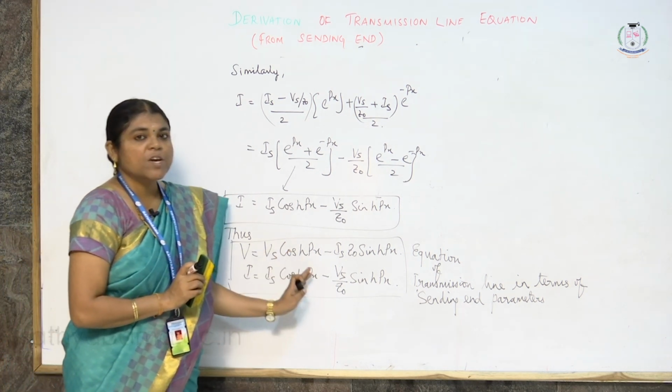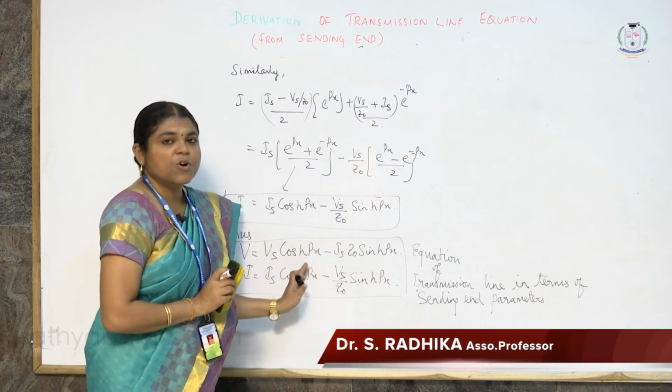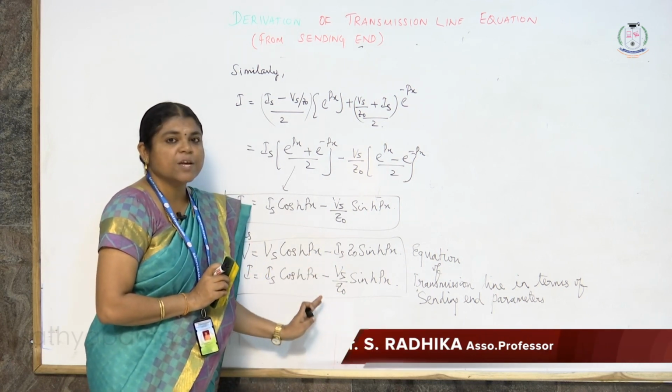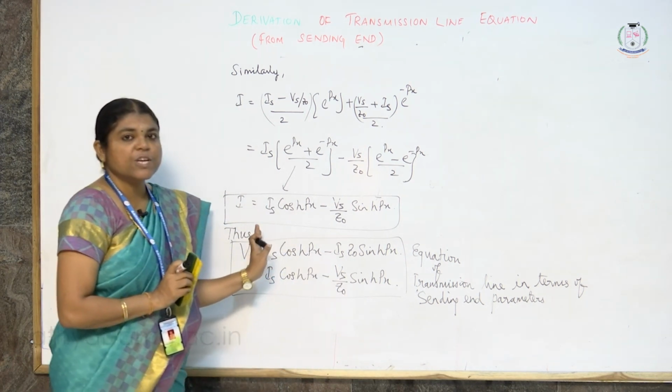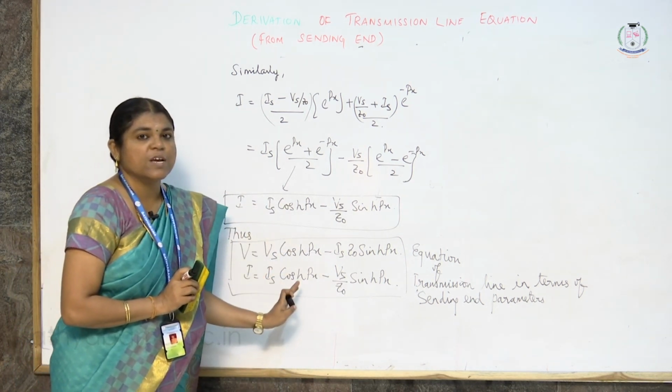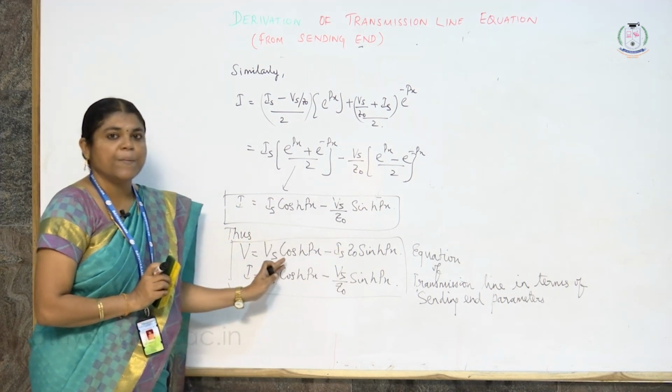So, now having derived the voltage and current at any point on a transmission line in terms of sending end parameters, in the next lecture we will discuss how to derive the voltage and current at any point on a transmission line in terms of the receiving end parameters.